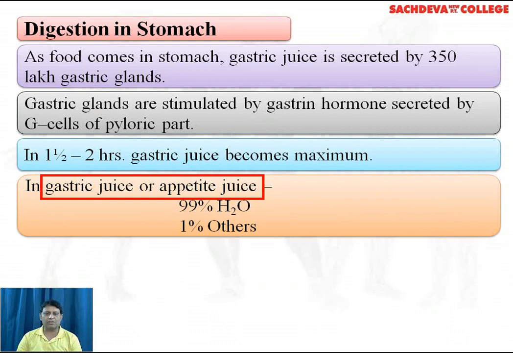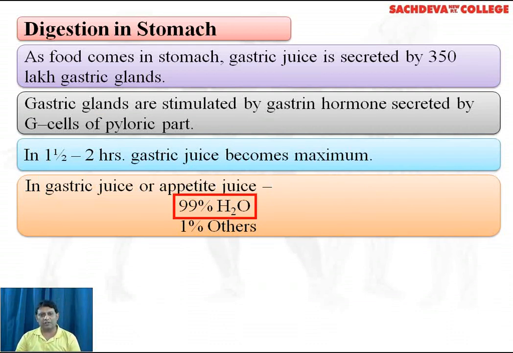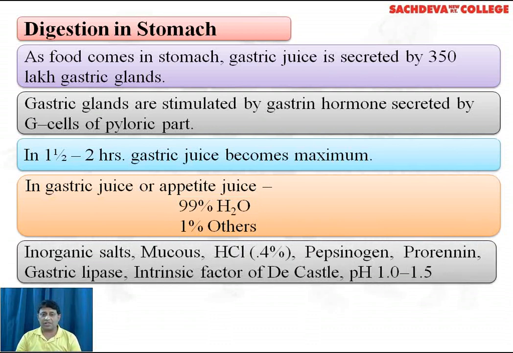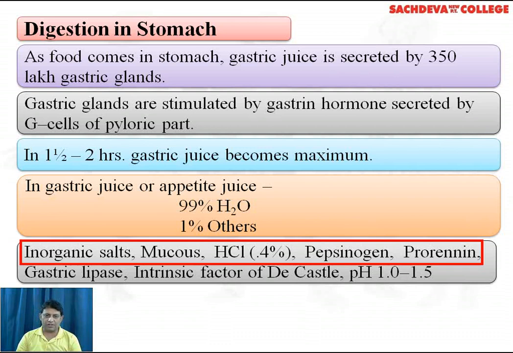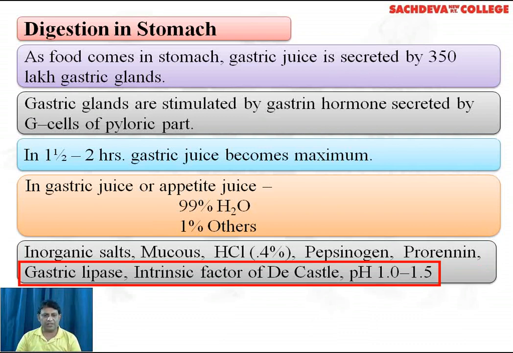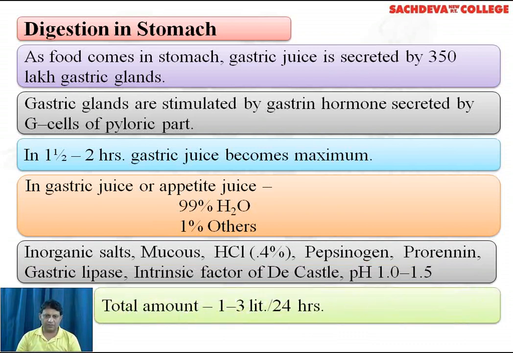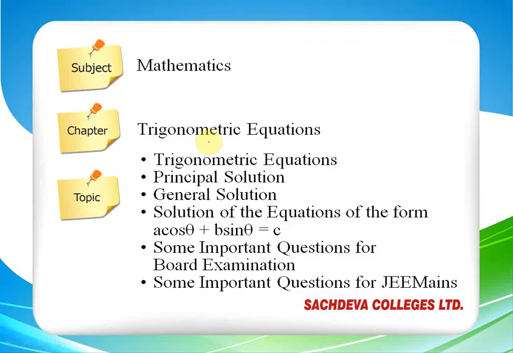The gastric juice, which is also called the appetite juice, contains 99% water and 1% other substances. These other substances include inorganic salts, mucus, HCl, pepsinogen, prorenin, gastric lipase, intrinsic factor of Castle, and it has a pH of about 1 to 1.5. The total amount of gastric juice that is released in 24 hours is 1 to 3 liters.